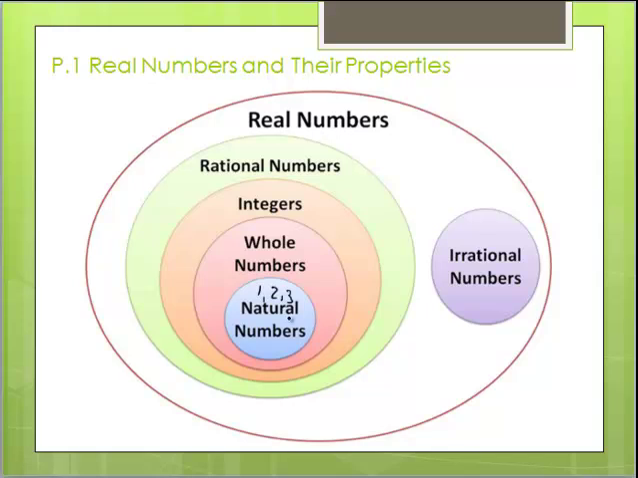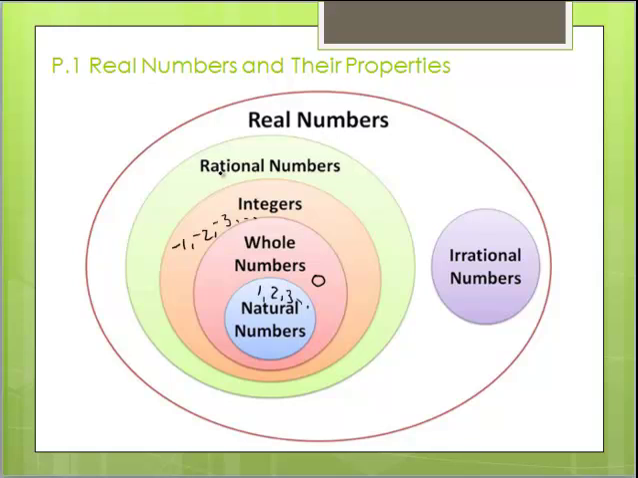So whole numbers include all the natural numbers, but whole numbers start with 0. So for whole numbers you also include 0. And then you have integers. Integers include whole numbers, which includes natural numbers. The integers are the positive and negative whole numbers. So you include the 0 and the 1, 2, 3, 4, 5, but you also include the negative numbers like -1, -2, -3, like that.